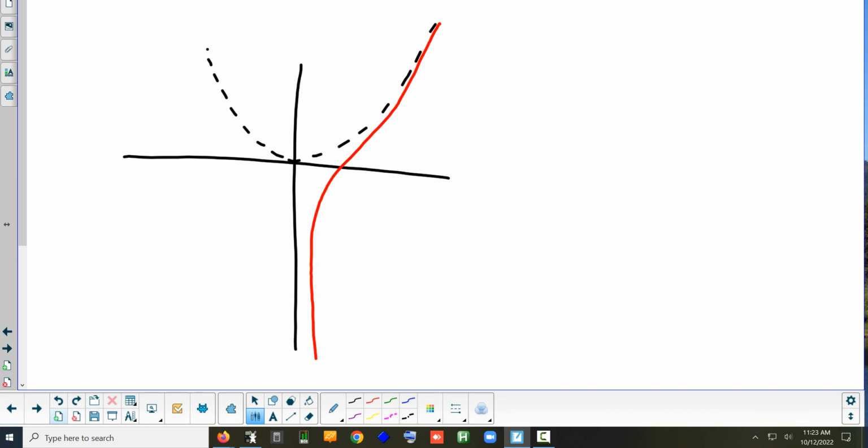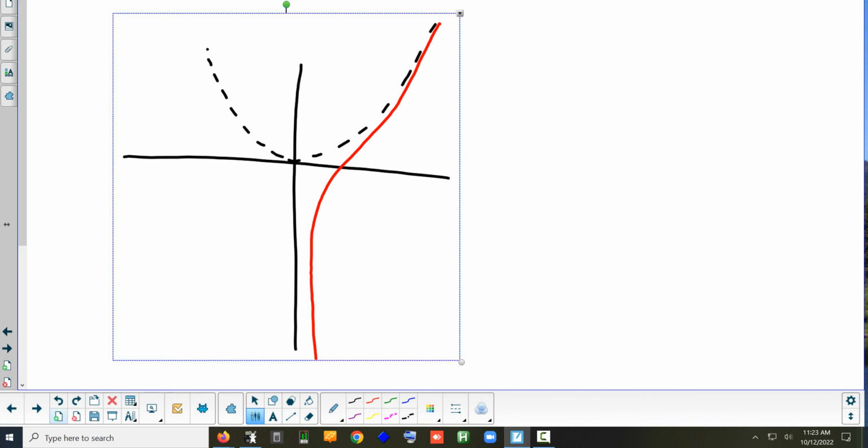The bigger the difference between the degree in the top and the bottom, the more complicated the graph gets. This was a difference of 2, so you get a parabola. If you had a difference of 3, you would have a cubic polynomial as your asymptote. We're going to be focusing on degree 2 or less. Okay, that's what we're going to focus on.